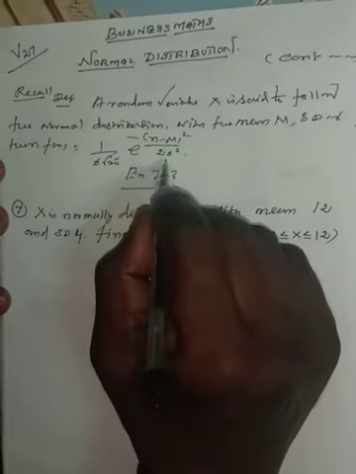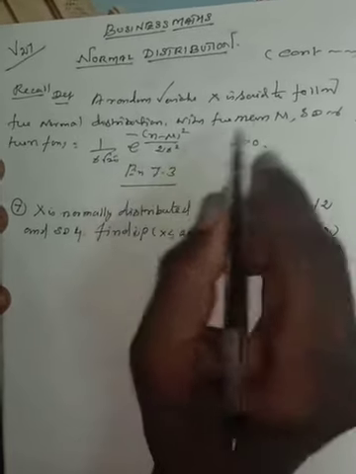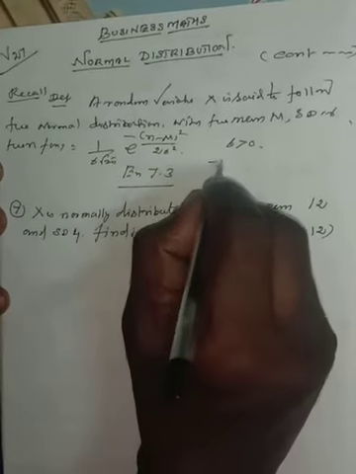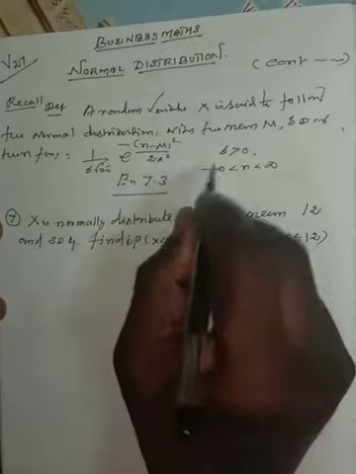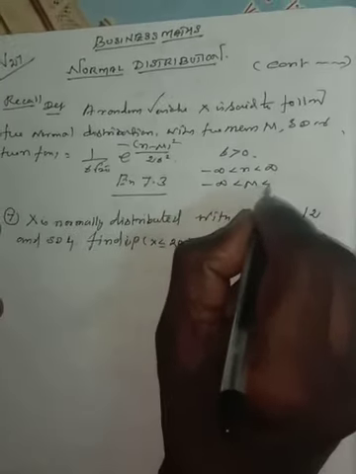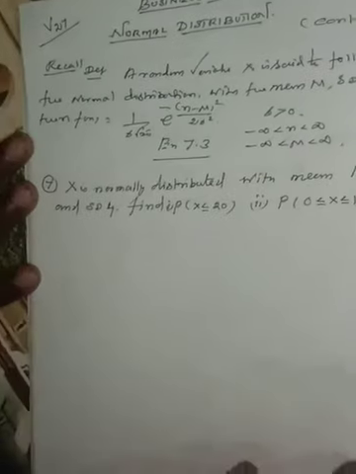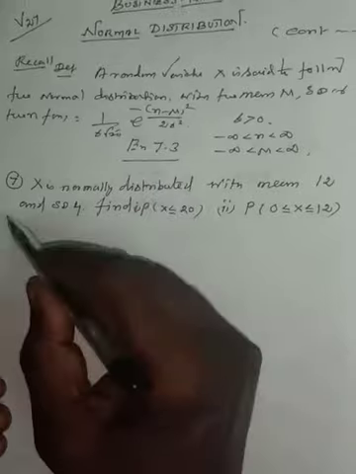The denominator sigma is always positive. X lies between minus infinity and infinity, and the mean mu lies between minus infinity and infinity. Now exercise 7.3, remaining problems.